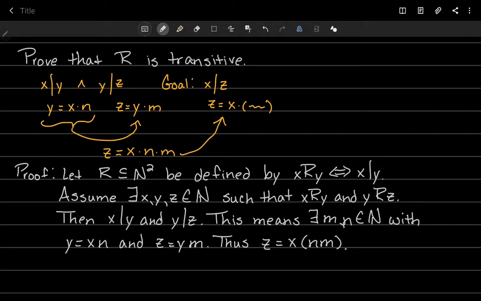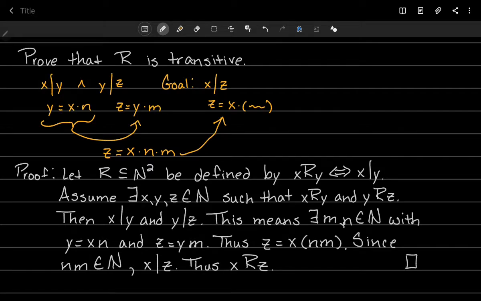And we're doing a very, very formal proof here, okay? Most teachers, you wouldn't need to put quite this much detail. Since nm, right, that product is an element of the natural numbers, because a natural number times a natural number is still going to be a natural number. Nm is an element of natural numbers, x divides z. Thus, x is related to z. So that's what a proof for transitive looks like.